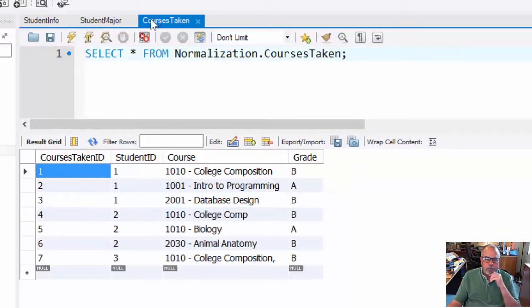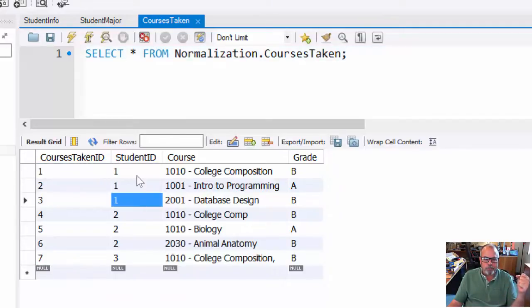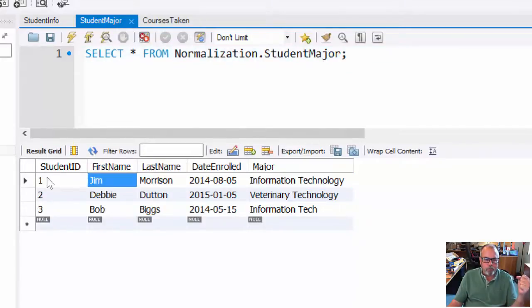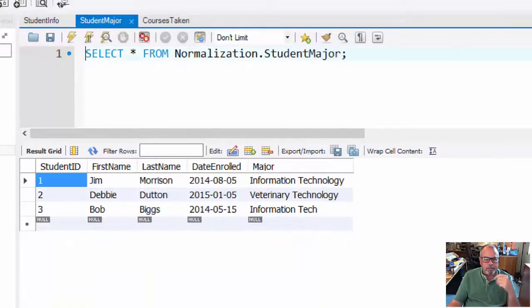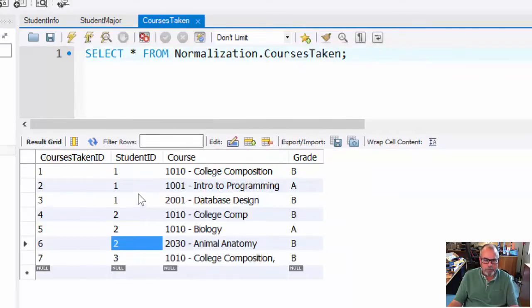There's a problem like this over in courses taken. Now each row here is for one course taken by a student. So in this case, these three records are for student number one. That's this Jim Morrison. And these records down here are for student number two, Debbie Dutton, and then Bob Biggs is student number three. So for each course that a student takes, we've put a record in this table naming the course and giving the student's grade.